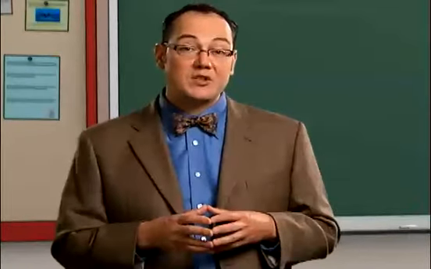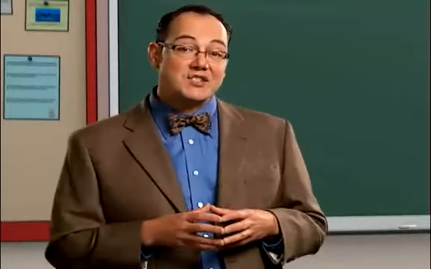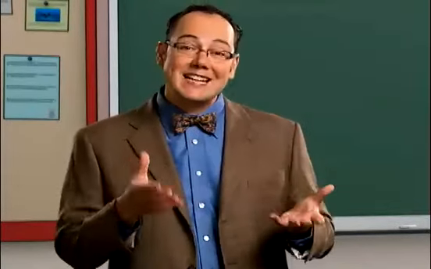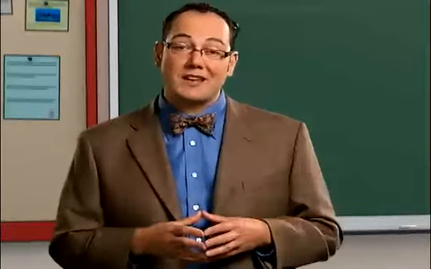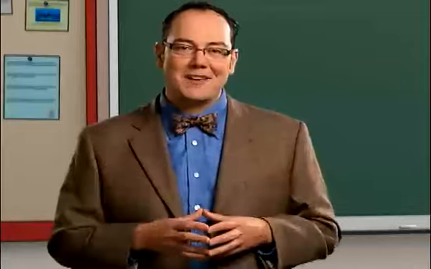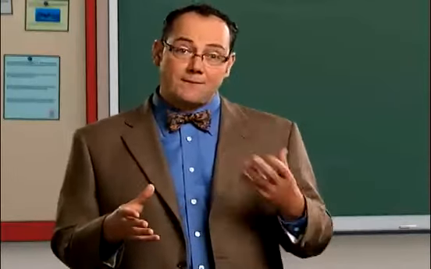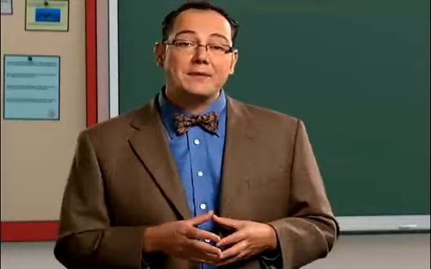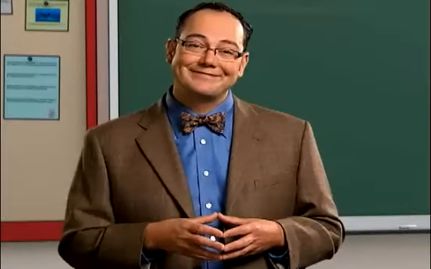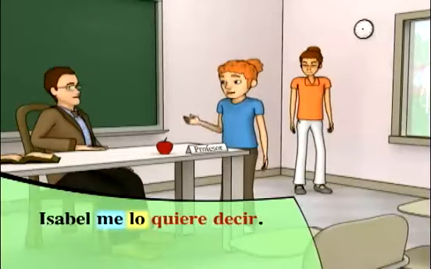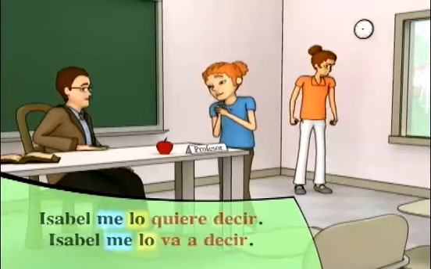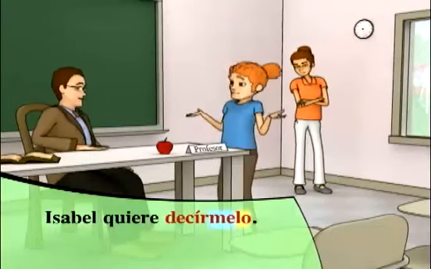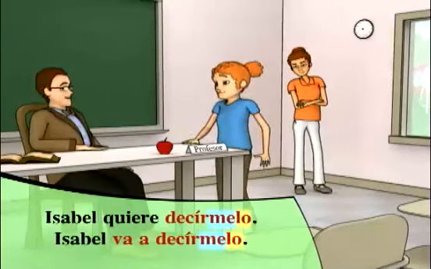There are two cases where we have a choice about where to place the pronouns. The first instance occurs when querer and ir are used in compound constructions to express wanting to do something or to be going to do something. Now, we can place the pronouns before the helping verb, or we can add them to the end of the infinitive. Isabel me lo quiere decir. Isabel me lo va a decir. Or, Isabel quiere decírmelo. Isabel va a decírmelo.